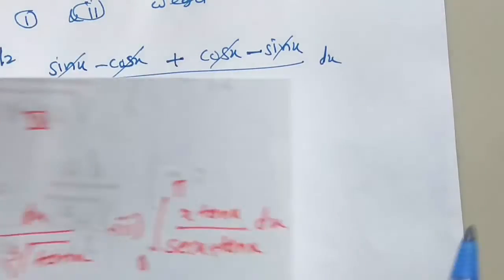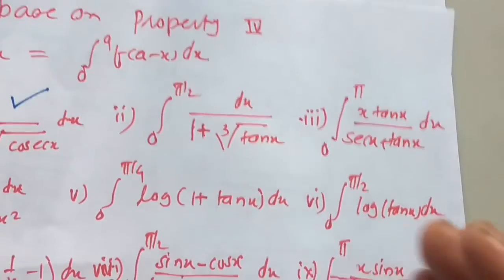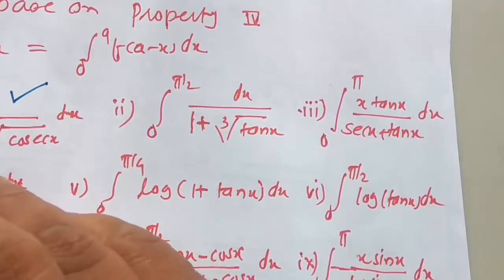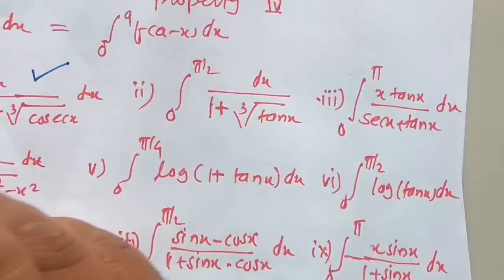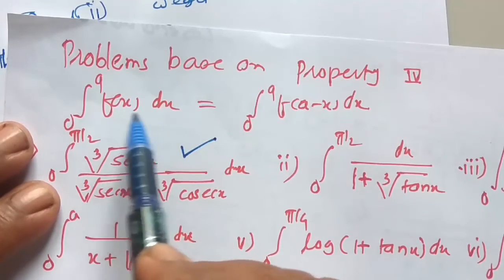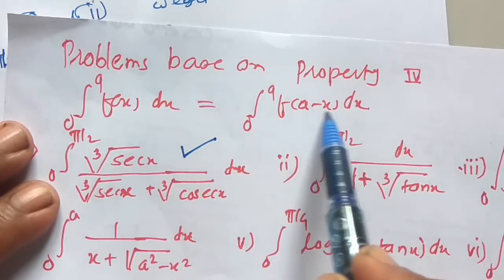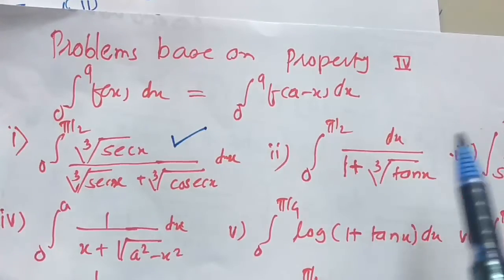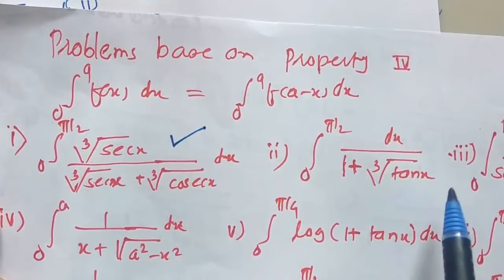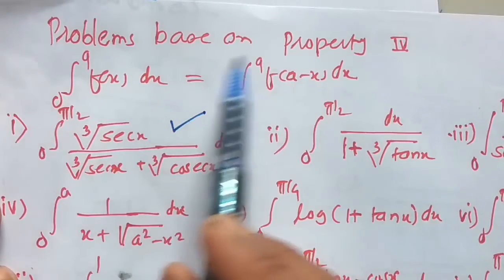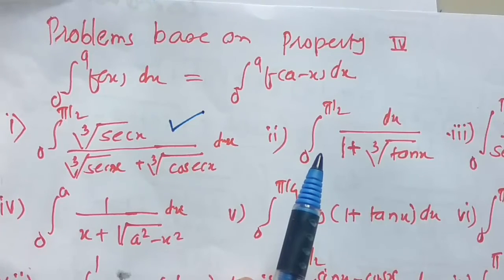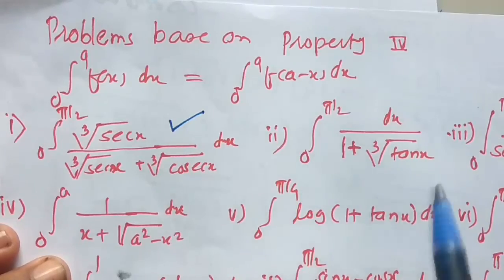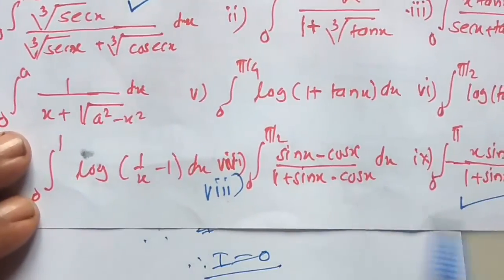In this way, we have solved some examples on problems based on property number 4. Property number 4 is the integral from 0 to a of f of x dx is equal to the integral from 0 to a of f of (a minus x) dx. Now you understand the type of example which is based on property number 4. Now in my next video we are going to see the problems based on property number 5. Thank you for watching my video.